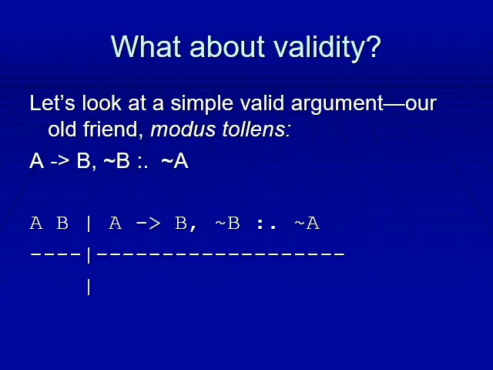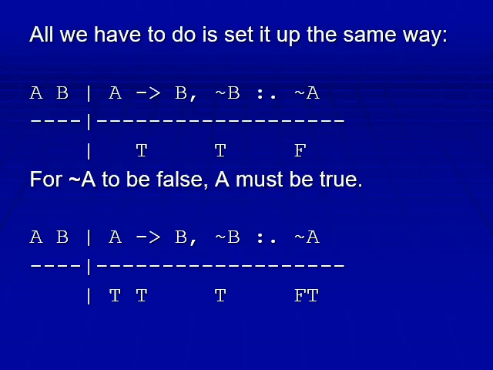But what about a valid argument? Let's take a look at a very simple one, our old friend modus tollens, that is, if A then B, not B, therefore not A. Of course, we just draw it out in the way that we're accustomed to, and you get something that looks like this. Now, we set it up in the same way. We're going to try to get the premises true and the conclusion false.